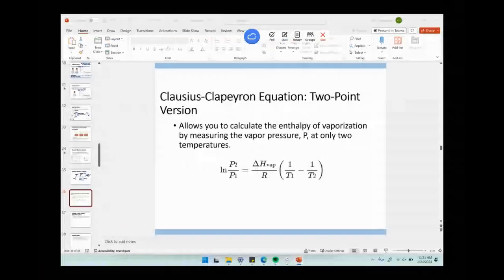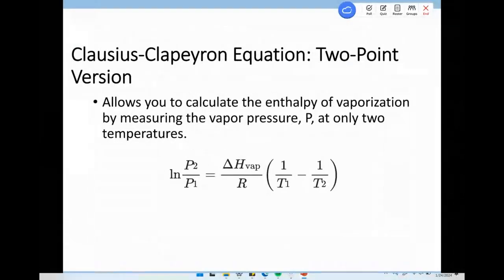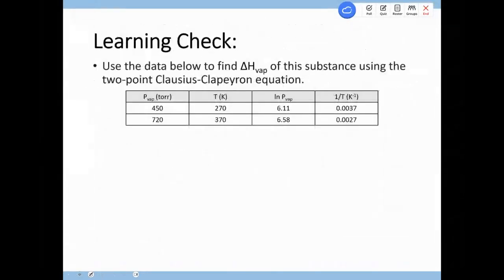So we're going to use the Clausius-Clapeyron 2-point version in the next 2 learning checks. But do me a favor and go to this learning check first, the one with the table. This one's a little bit more straightforward, and then we'll do the one before it.